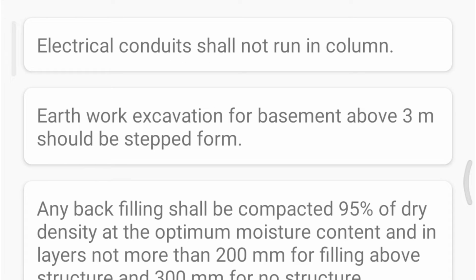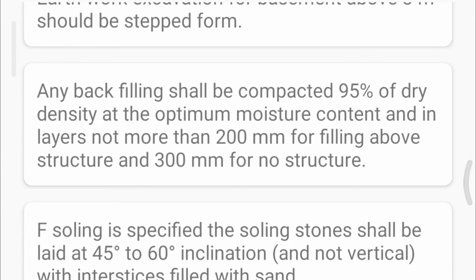Earthwork excavation of the basement above 3 meter should be in stepped form. So next point, any backfilling shall be compacted to 95% of dry density at the optimum moisture content and in layers not more than 200 mm for filling above the structure and 300 mm for no structure.